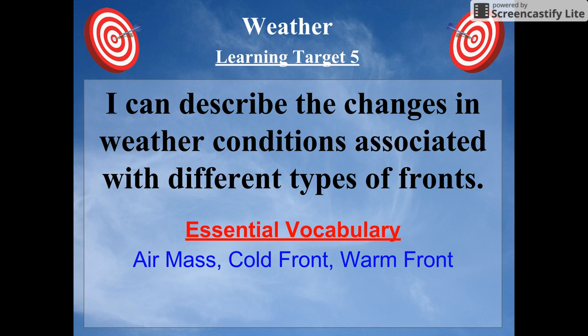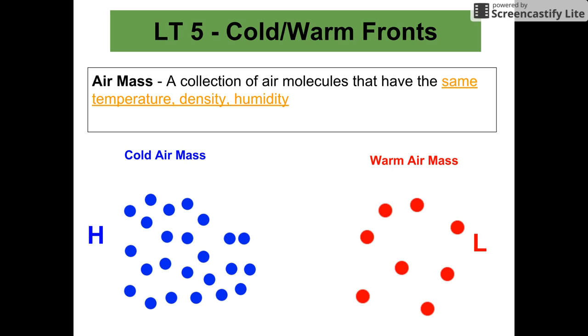Learning target number 5 for weather is I can describe the changes in weather conditions associated with different types of fronts. Your essential vocabulary is air mass, cold front, and warm front.